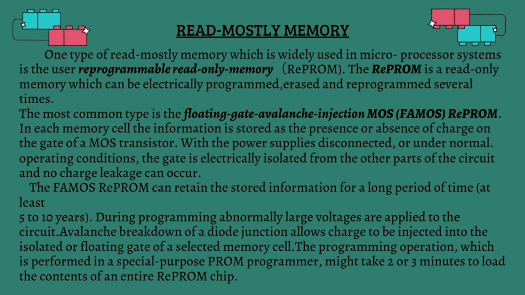The FAMOS REPROM can retain the stored information for a long period of time, at least 5 to 10 years. During programming, abnormally large voltages are applied to the circuit. Avalanche breakdown of the diode junction allows charge to be injected into the isolated or floating gate of selected memory cells. The programming operation, which is performed in a special purpose REPROM programmer, might take 2 to 3 minutes to load the contents of an entire REPROM chip.